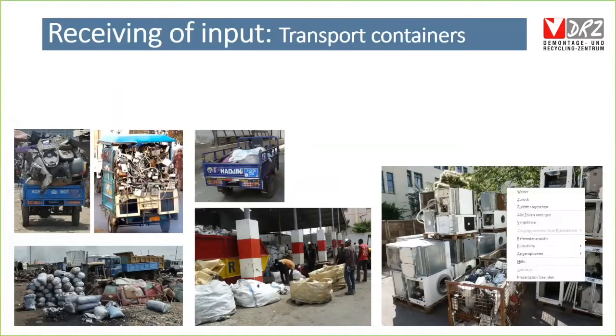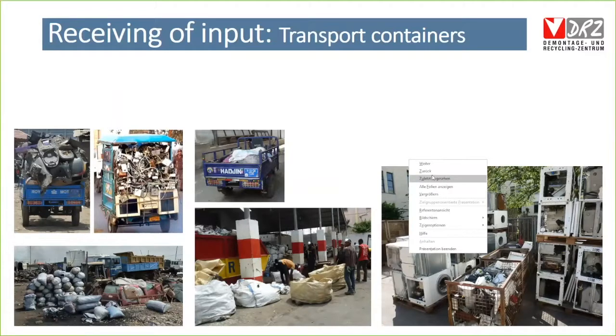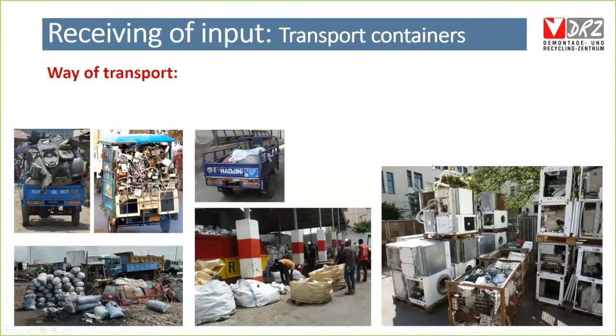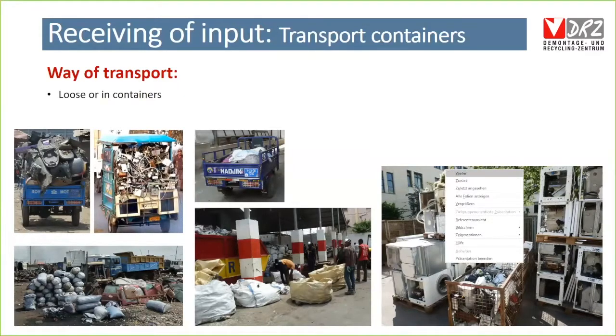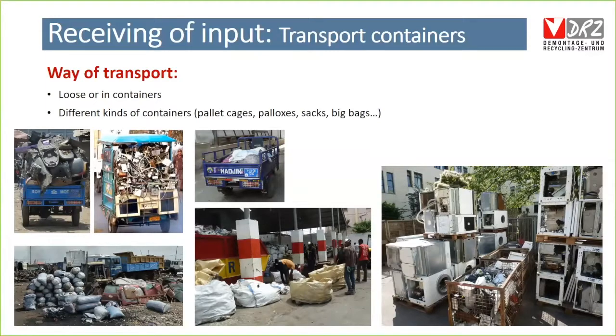Then, as a next step, you have to think whether you will be receiving everything loose, or if you have containers. The different kinds of containers might be sacks or big bags, or pallets and pallet cages. Lattice cages in metal are very durable and don't wear out as quickly as plastic ones.